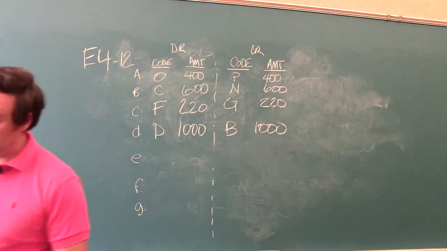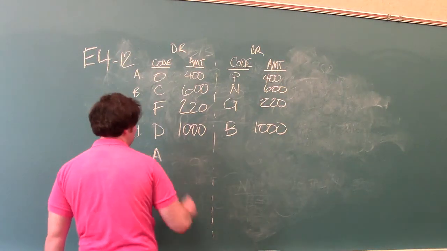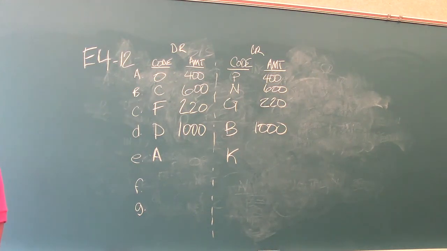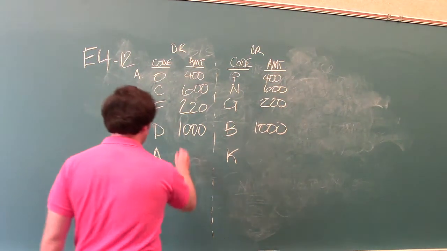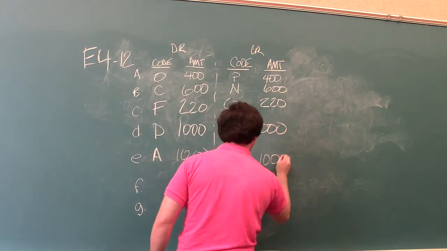Going on to E. E indicates service revenue earned but not yet collected at year end. So in this instance, we've earned revenue. We haven't received cash yet, so that must indicate that we have accounts receivable. Accounts receivable, if we scroll to the chart of accounts, is letter A. And what have we earned? We've earned revenue. If we scroll to the revenue side, we see service revenue there at K. So we'll put down A as accounts receivable and K as the earned revenue. The amount that they give us, again, is $1,000. So we'll place $1,000 so that debits equal credits.